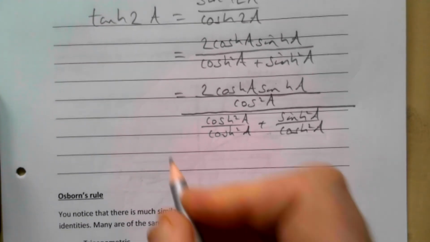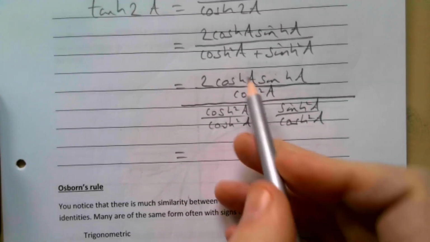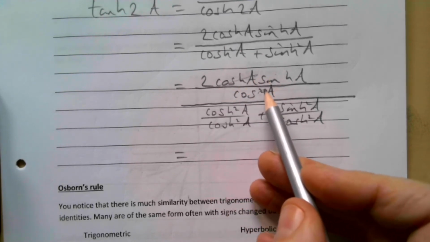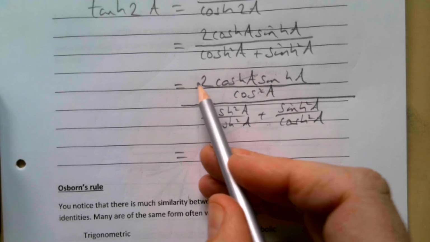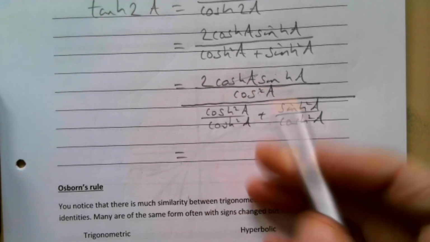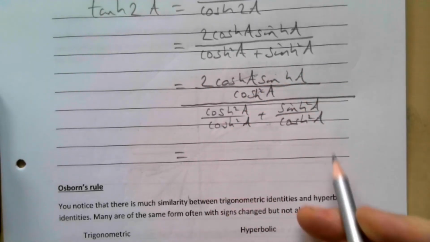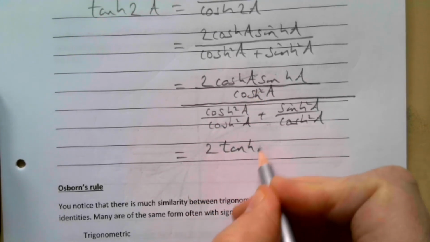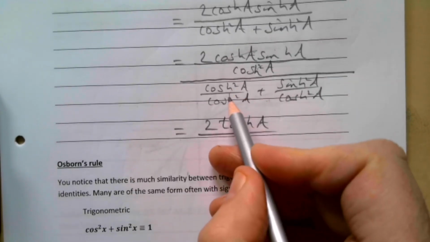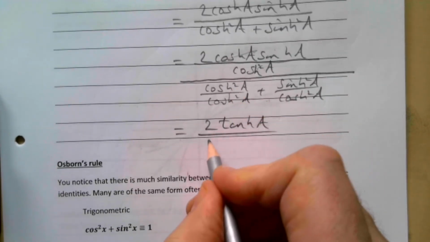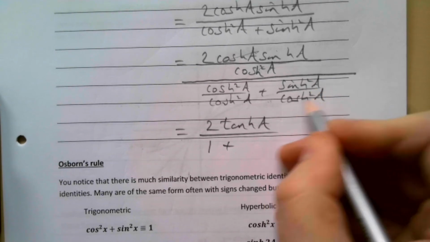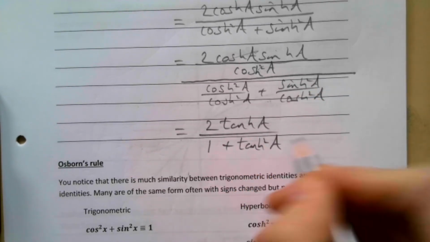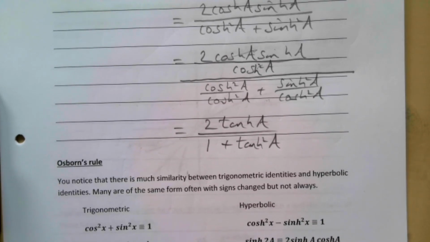So how does that tidy things up? If we divide here by cosh squared a, this goes and this goes, so we end up with 2 sinh a over cosh a. That's actually the same as 2 tanh a. So top line then is 2 tanh a. Cosh squared over cosh squared, that's an easy one, that's 1. And then sinh squared over cosh squared, that's tanh squared. And that's our identity for there.